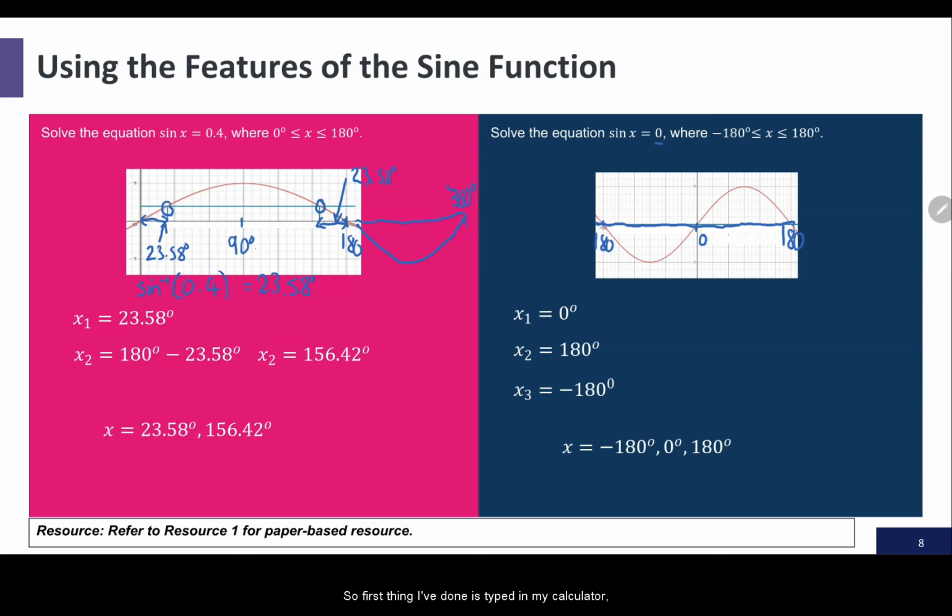So first thing I've done is typed it in my calculator, which gives me 0. And then if I add 180, it gives me this one. Subtract 180, it gives me this one. Again, I'm only using the graphs to help me.